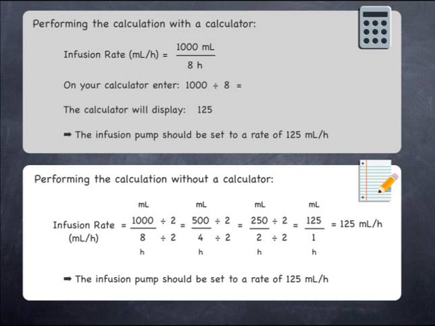The units of mils and hours do not cancel, giving the final unit of mils per hour. The infusion pump should be set to a rate of 125 mils per hour.